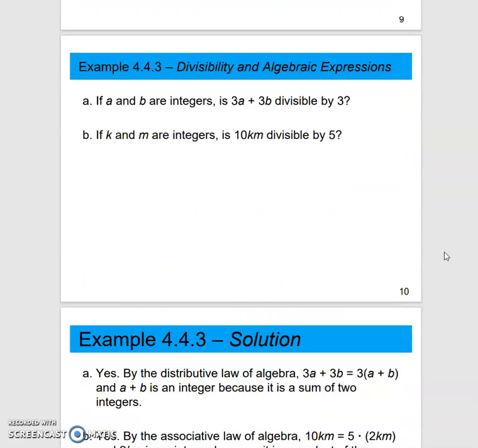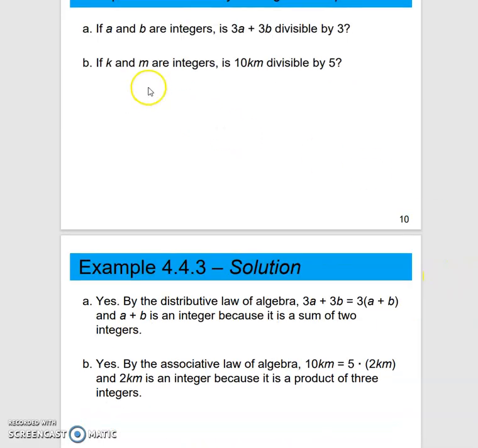All right, let's hit another example. If a and b are integers, is 3a plus 3b divisible by 3? Yes, it is. I could write that as 3 times (a plus b), and since that's an integer, I have 3 times an integer. That's pretty much my divisibility definition. If m and k are integers, is 10km divisible by 5? So I'm going to write that 10km as 5 times 2km. Since 2km is an integer, I have 5 times an integer, and that, once again, is my definition of divisibility.